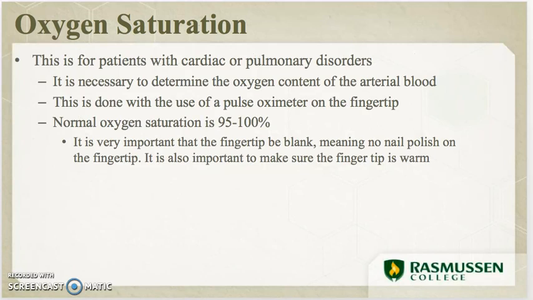Then we have your oxygen saturations or pulse oximetries. This determines the oxygen concentration in the arterial blood. Your normal oxygen saturation is anywhere from 95 to 100%.